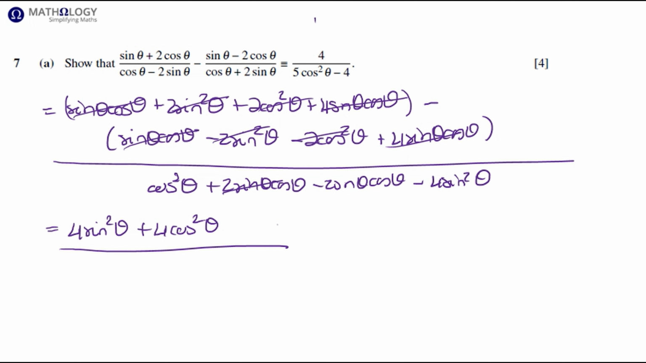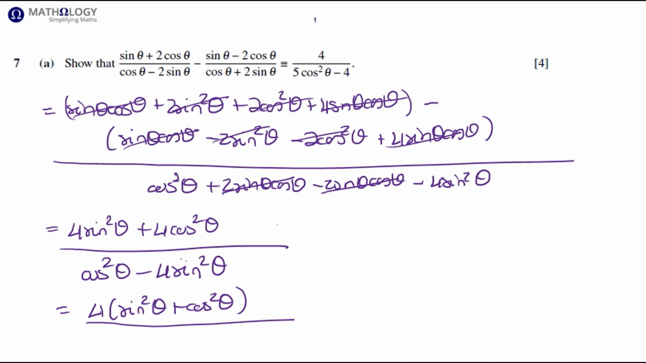In the denominator, we have 2 sine theta cos theta minus 2 sine theta cos theta. So we are left with cos squared theta minus 4 sine squared theta. Now, in the numerator, we can take out a common factor of 4. And we're left with sine squared theta plus cos squared theta inside the brackets. And then in the denominator, we've got cos squared and sine squared theta. But if you look at the right-hand side, we have only cos squared theta present in the denominator. So we're going to express sine squared theta as 1 minus cos squared theta.